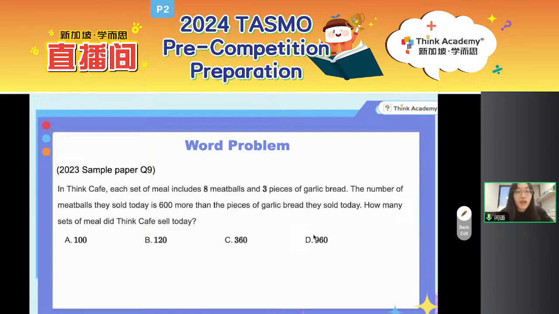Now next one. In Thin Cafe, each set of meal includes 8 meatballs and 3 pieces of garlic bread. The number of meatballs they sold today is 600 more than the pieces of garlic bread they sold today. How many sets of meal did Thin Cafe sell today? I think this question is not that hard. Okay, try it. Which one?